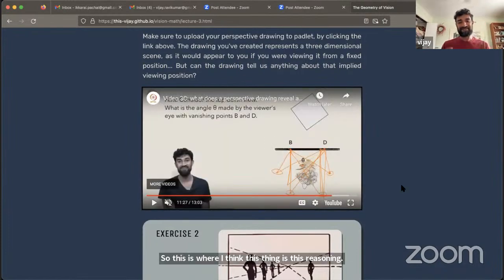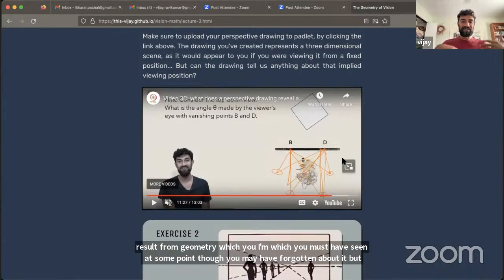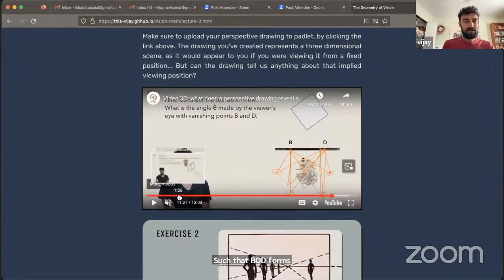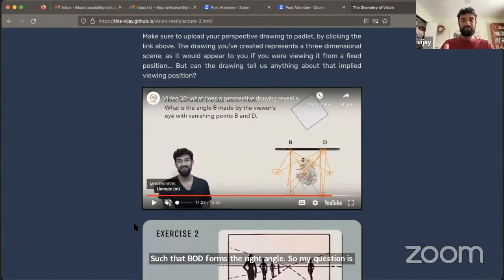So once we know that, we can apply a very classical result from geometry, which you must have seen at some point, though you may have forgotten about it, but it's a very useful result. Namely, the result concerns, given 2 points, like B and D, suppose we want to look at all the points O such that BOD forms a right angle. So my question is, what will that set of points look like? Can anyone tell me that?